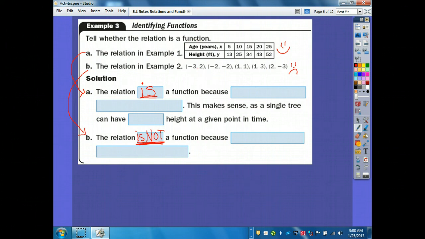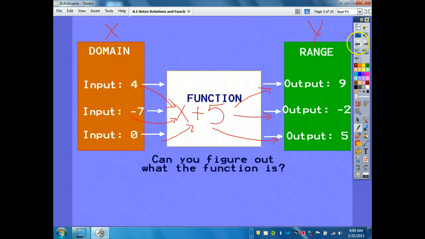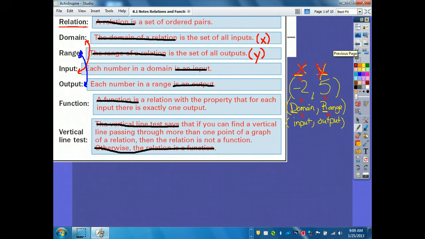Want to guess? For B, it isn't because of the 2 ones, I'm guessing. Exactly. That is an excellent guess. This one is not because it repeats the ones. What are the ones called? They are your inputs. Let's look at our vocab. And what else is our input known as? Right. And a function, a relation with the property that for each input there is exactly one output. So you can only have one.